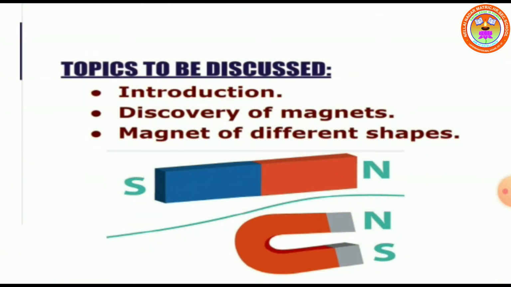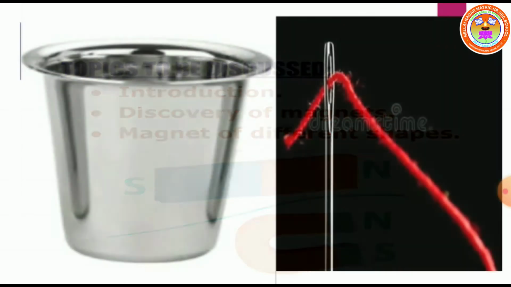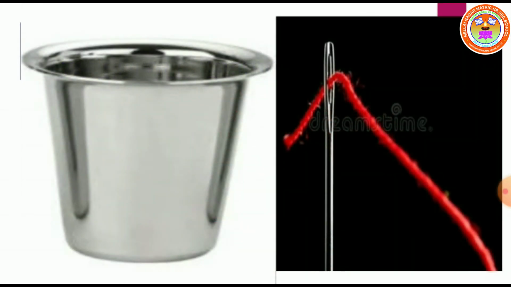In this lesson, the topics to be discussed are: introduction, discovery of magnets, and magnets of different shapes. We are going to see a small activity. Required materials: steel glass, needle and thread.